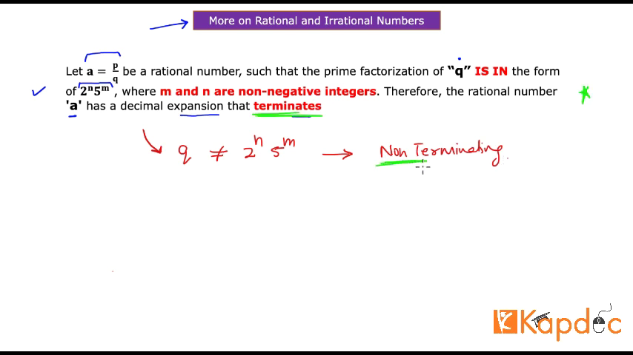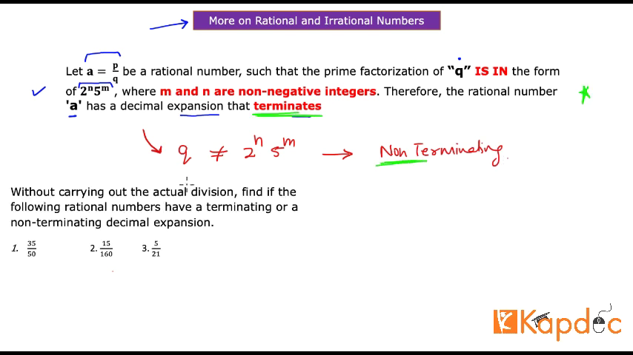Okay, so let's take a look at an example. The task is, without carrying out the actual division, find out if the following rational numbers have a terminating or a non-terminating decimal expansion. First example, 35 over 50, right? Let's break them down into their prime factors. So 35 is 7 times 5, and 50 will be 2 times 25, or you will say 7 times 5 divided by 2 times 5 squared, right?